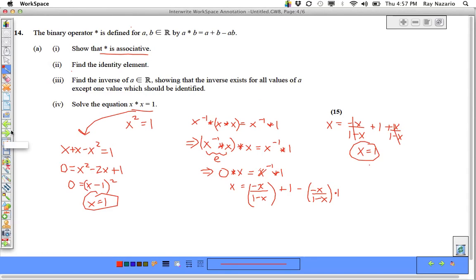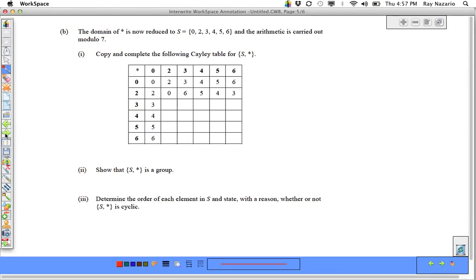This is a 15-mark part. It took us under 15 minutes to do this, but you've got to know what you're doing to be able to correctly and sufficiently provide your arguments. There is a part B to this question. The domain of star is now reduced to these numbers. So we're going from being defined on the reals to being defined on 0, 2, 3, 4, 5, 6. Keep in mind 1 has been left out. Take a guess why. We're probably going to show that this is a group, and we already showed that 1 doesn't have an inverse. Arithmetic is carried out modulo 7.